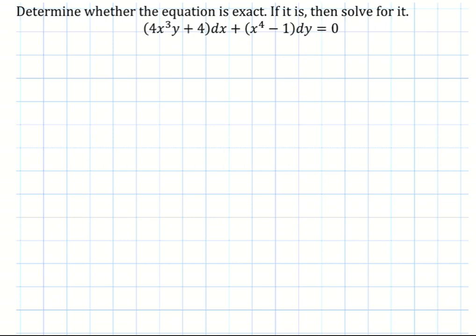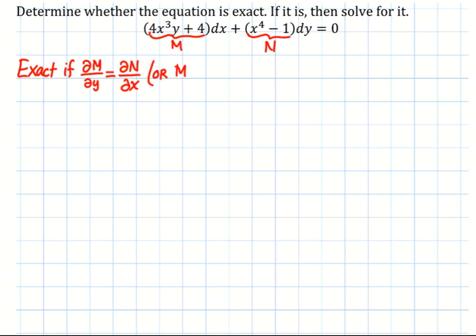Exact equation. So the equation is exact if M_y equals N_x. So this is M and this is N, and it is exact if the derivative of M with respect to y equals the derivative of N with respect to x, or we write in the subscript notation M sub y equals N sub x.